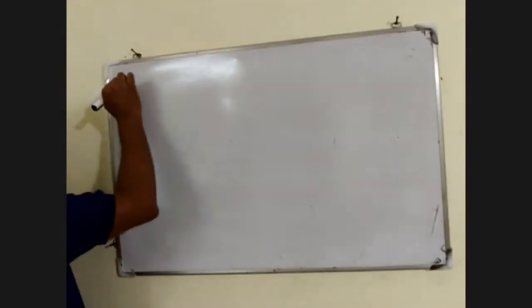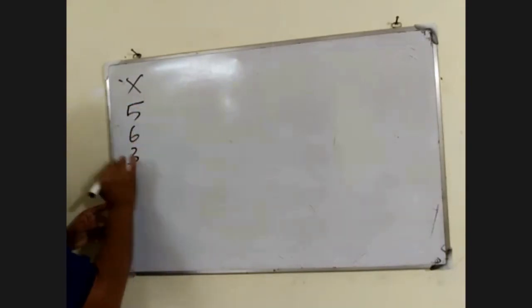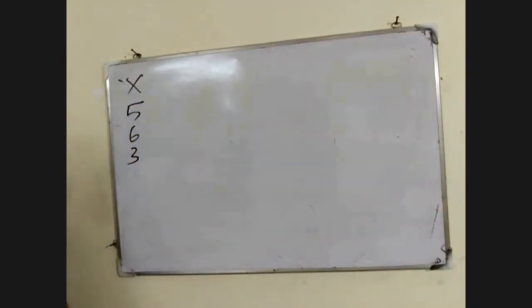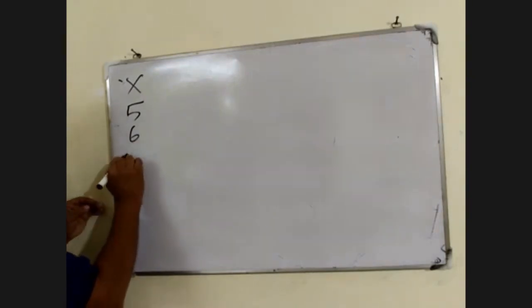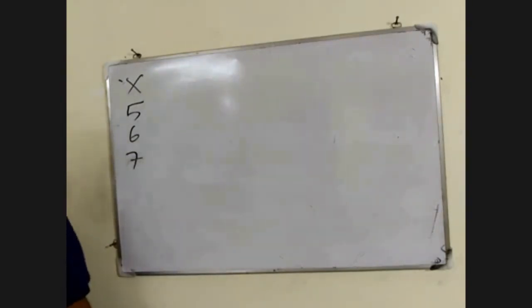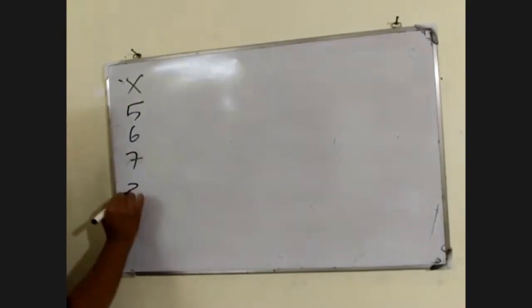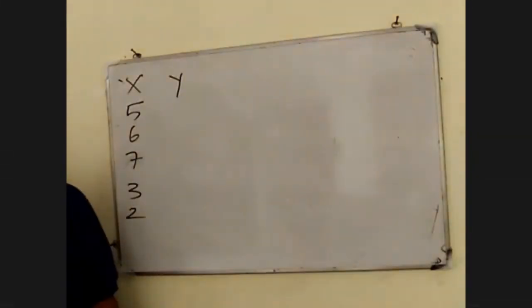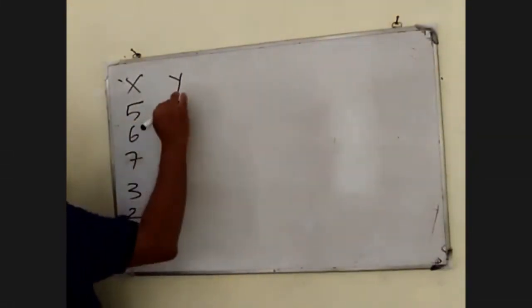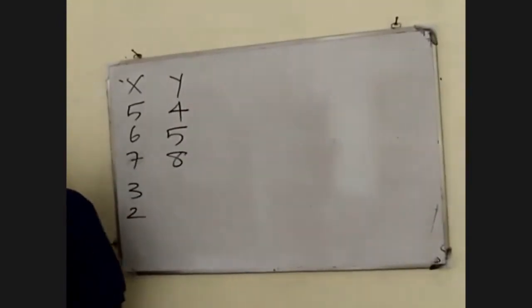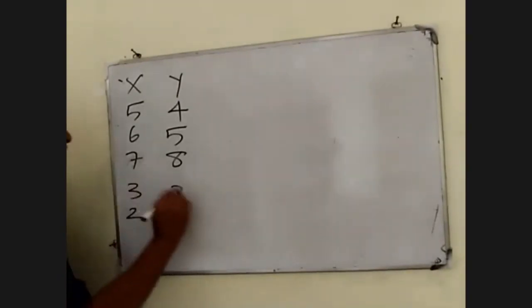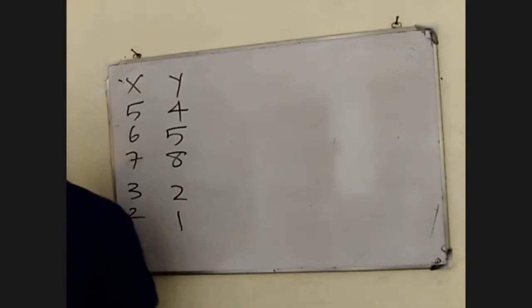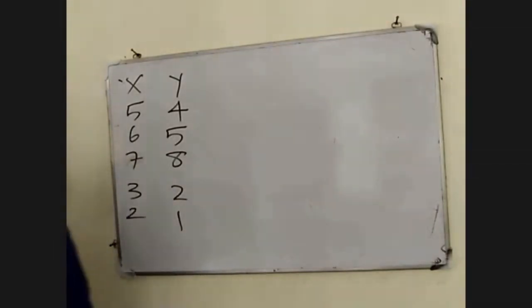X: 5, 6, 7, 3, 2. Any values you can put, no problem. Y: 4, 5, 8, 2, 1.